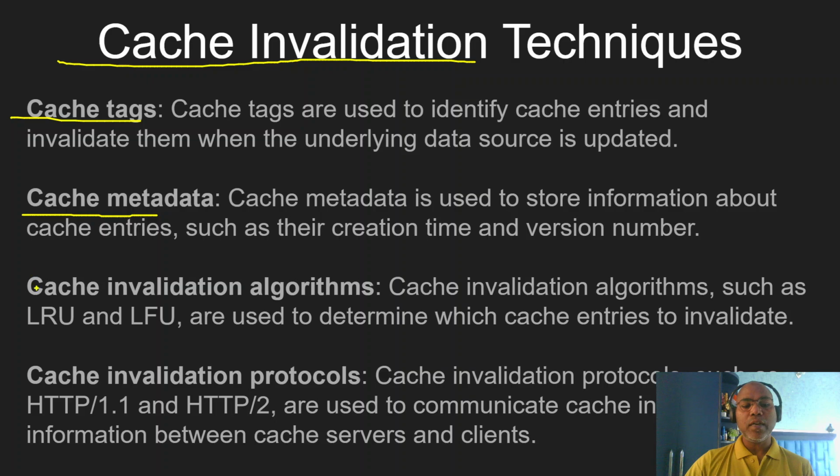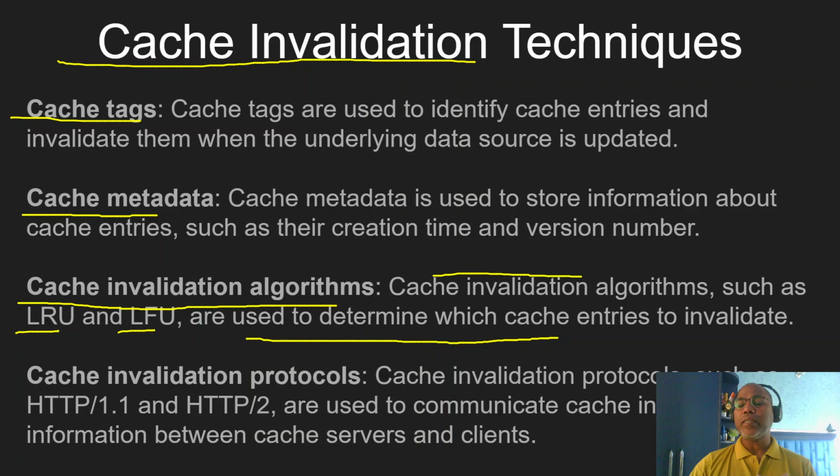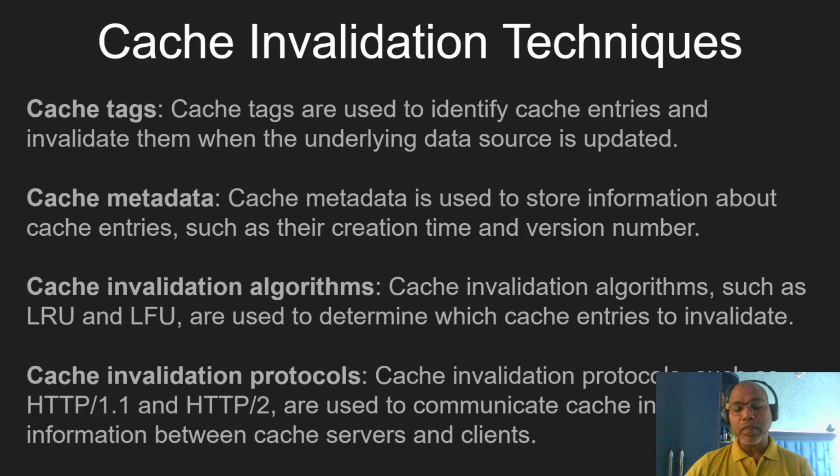So you can apply many cache invalidation algorithms. Cache invalidation algorithms such as LRU and LFU determine which cache entries are invalidated. So you have multiple algorithms as options that we can use. You can even use cache invalidation protocols, such as HTTP 1.1 or 2, used to communicate cache invalidation information between the cache server and policy. Some protocols are supported automatically by devices and browsers to validate or invalidate our cache entry.